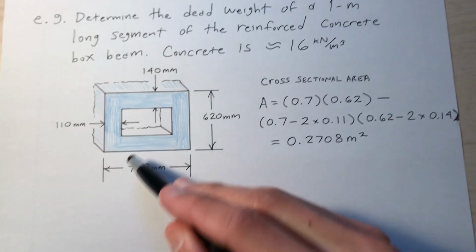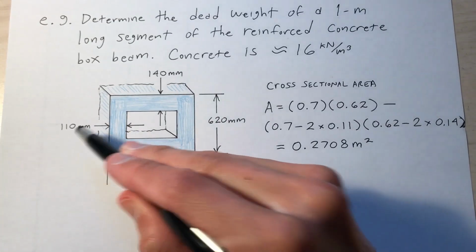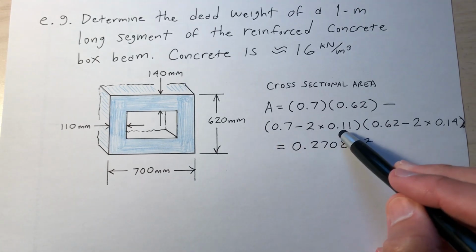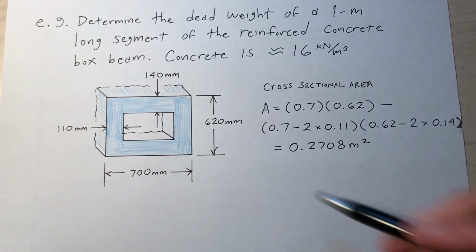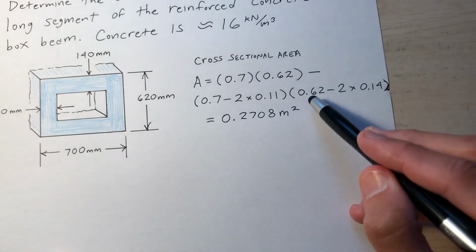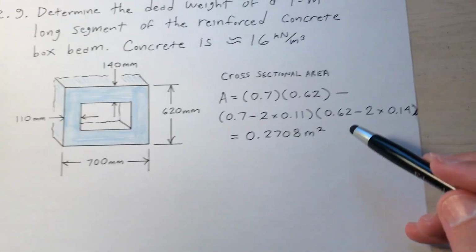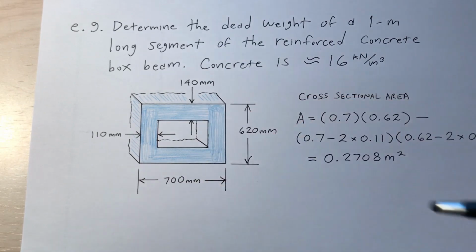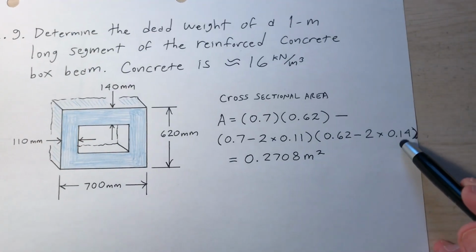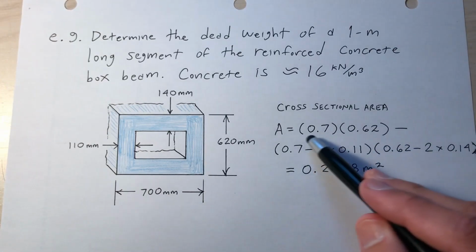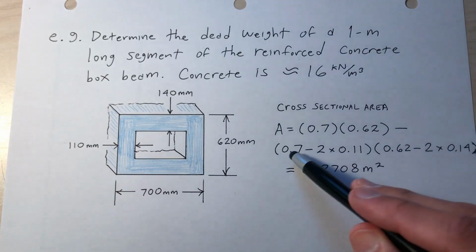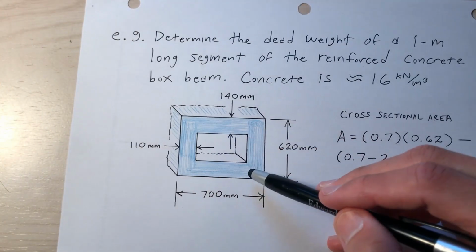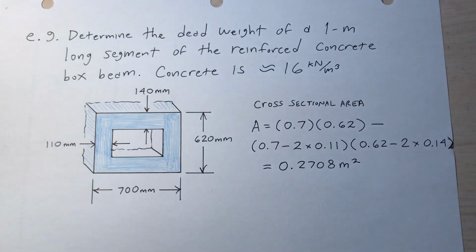As you can see here, that's 0.7, which is the outside width, minus 2 times the wall thickness, 0.11. These are all in meters, you'll notice. So this right here, 0.7 minus 2 times 0.11, that's this length along here. And then multiply that by the height of the hole. That's the 0.62, which is the outside height, minus 2 times the thickness of the top and the bottom portions, the 140 millimeters, that's 0.14 meters. So this is the outside area minus the area of the hole, or the inside area. So the cross-section of the concrete, which is what I've shaded in blue here, that's 0.2708 square meters.